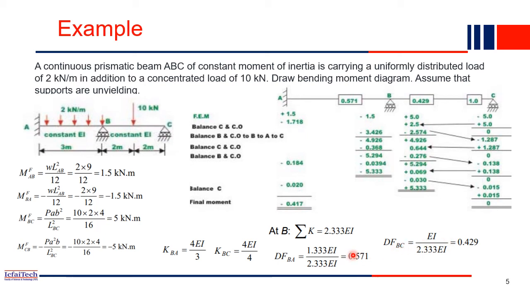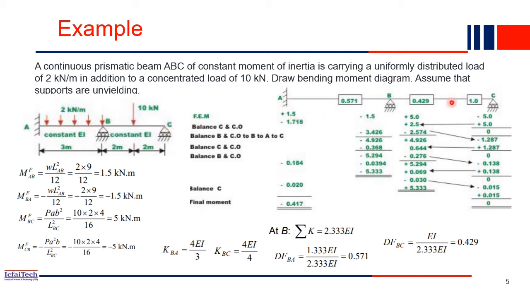The summation of all the distribution factors at a particular support should be equal to 1. Now what will be the distribution factor for C? At C, if you see, only a single member is connected. Unlike B, which has two member connections, at C only a single member is connected, right? That's why the distribution factor at C will be directly 1.